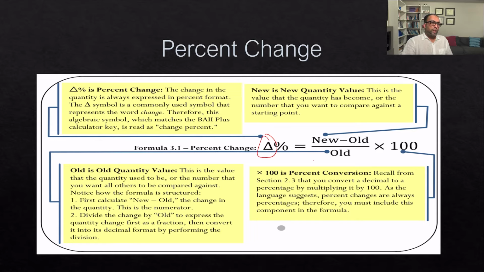So how do we calculate? New value, whatever it is, it can be a temperature, it can be a speed, it can be a price, minus old observation divided by the old observation, times 100. That is a very standard formula for calculating percentage change.